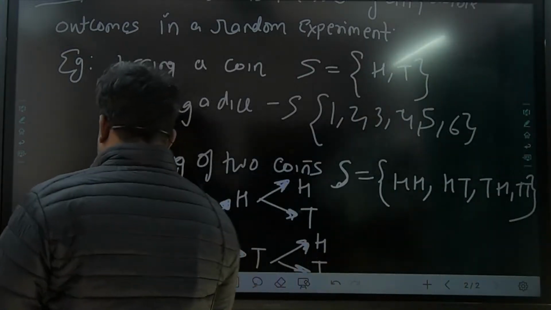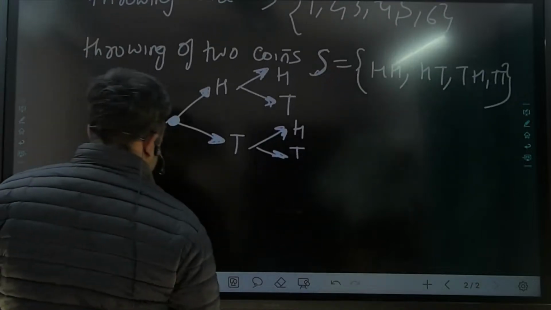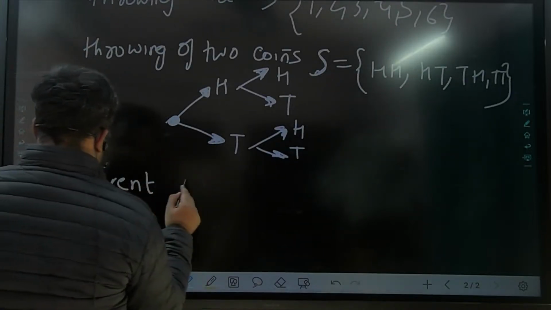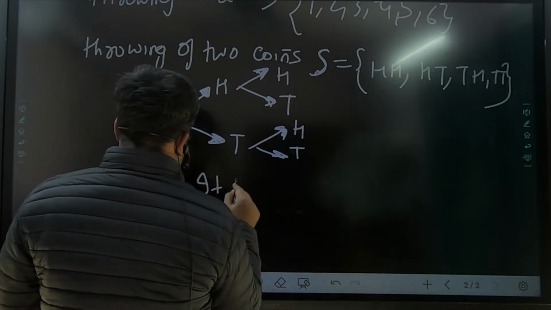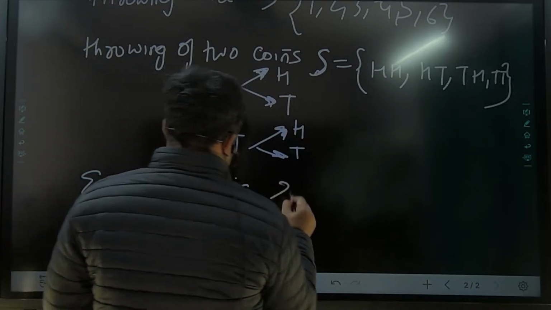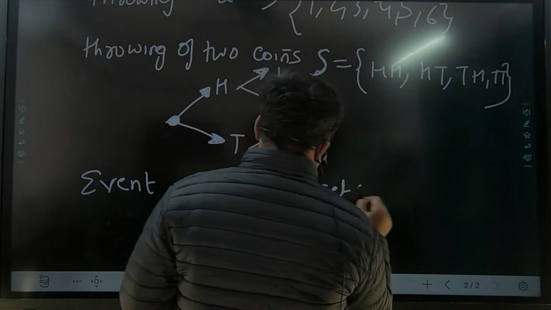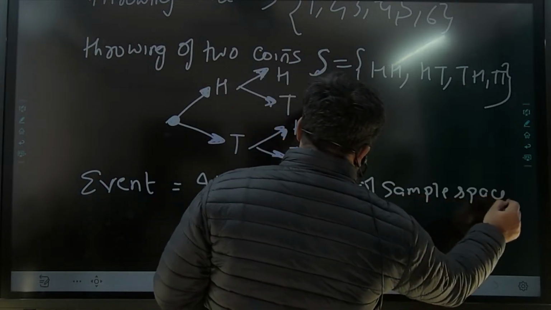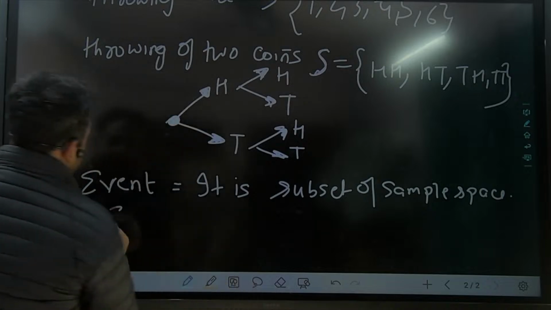Then we have an event definition. What is an event? An event is nothing but a subset of sample space. It is a subset of sample space. Example.